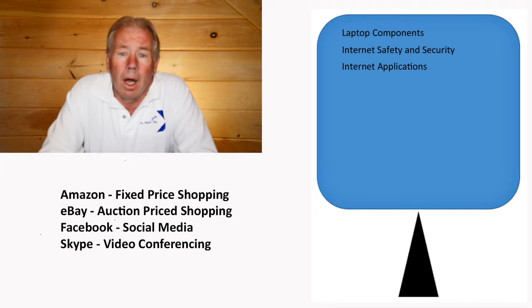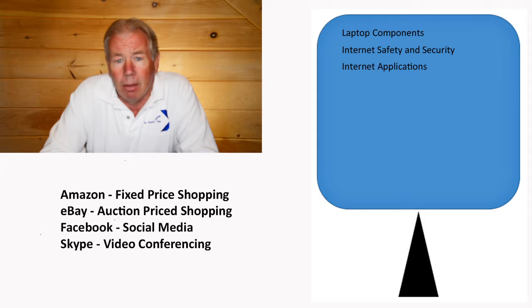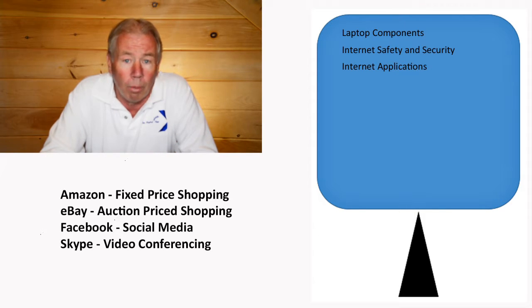We then went on to a section on internet applications, wherein we explored four internet applications more deeply. We began with the Amazon.com site, the fixed price shopping site. Everything you need is available on Amazon, and they'll drop ship anywhere in the world. We then explored eBay, the online auction site. Again, a great resource. Just stick with the principal sellers and you'll do fine.